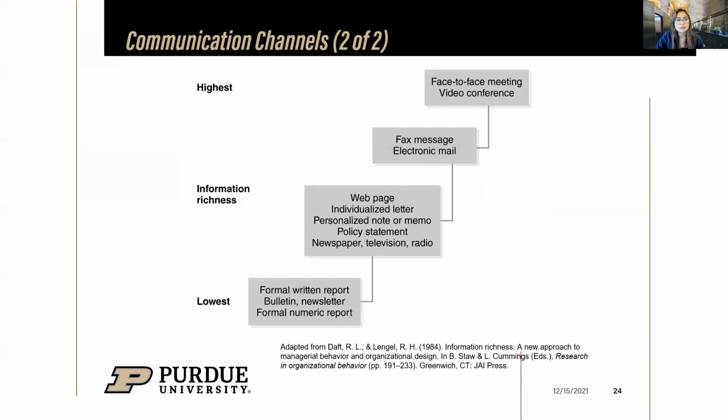Then there are also levels of communication or communication channels within an organization. The lowest level of communication is what I just mentioned, the formal written report, bulletin, newspaper, in which there's sort of one-way communication going on between the supervisor and the employees. Information richness is the second step, in which paper-based communication is moved on to other media like web page or individualized letters, policy statement, television, radio, etc., or fax message and electronic email.